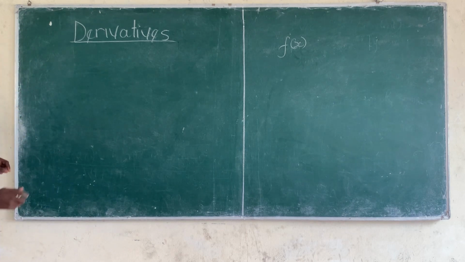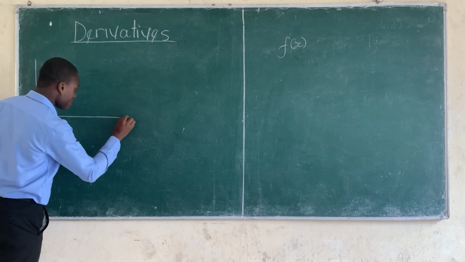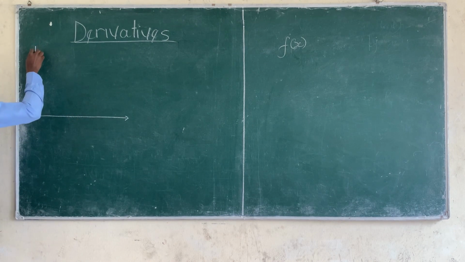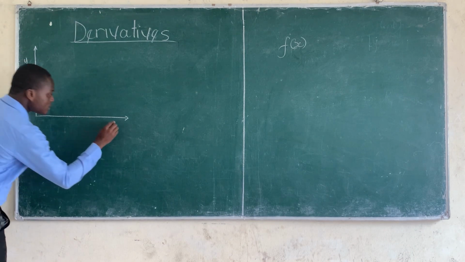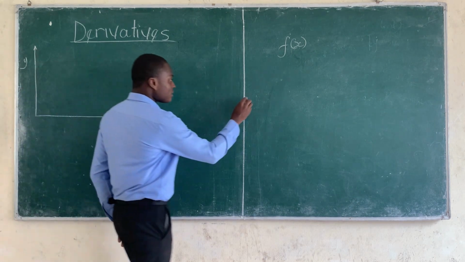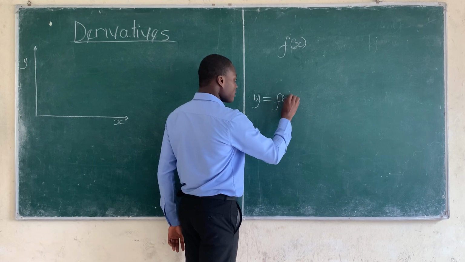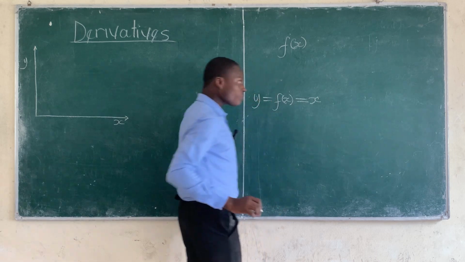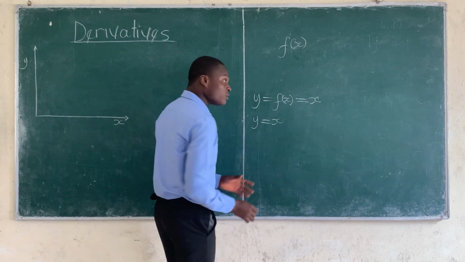So to start, let's assume we have this plane, the x and y plane. And of course, this is y and this is x. We know that y is a function of x. We always know that y is a function of x. Now, suppose we have y equal to the function of x, and this is equal to x. You see that we just have y equal to x.